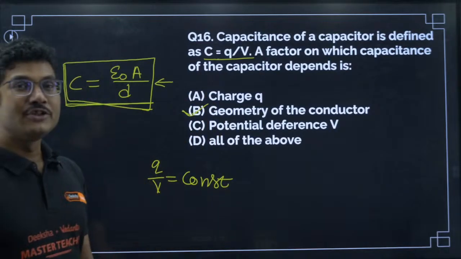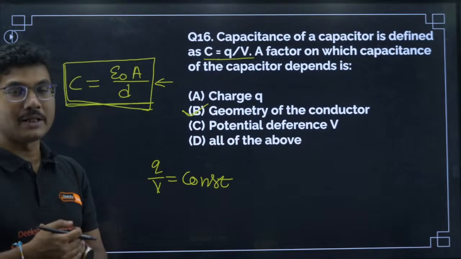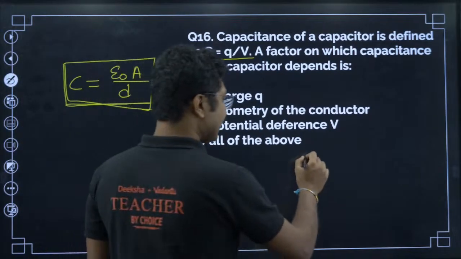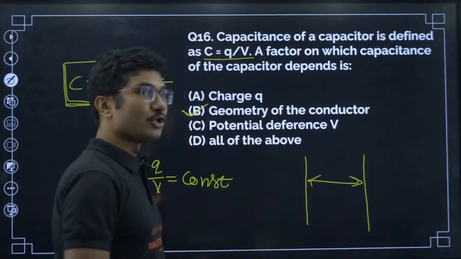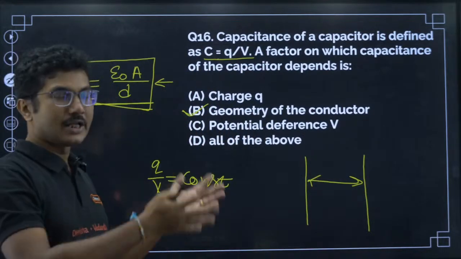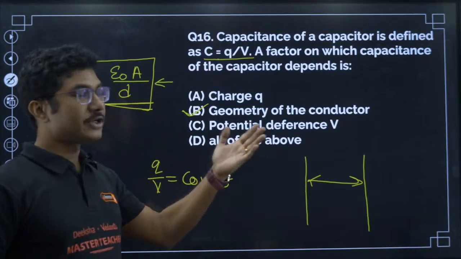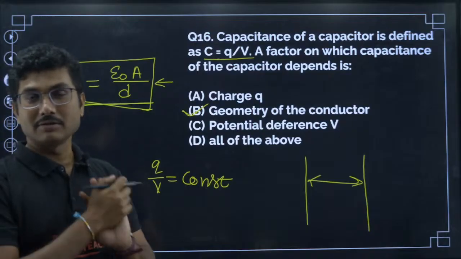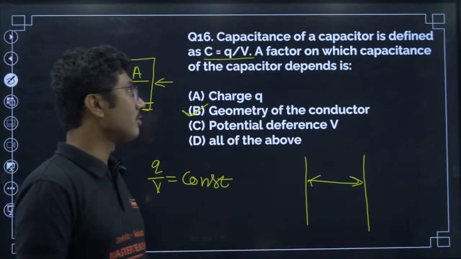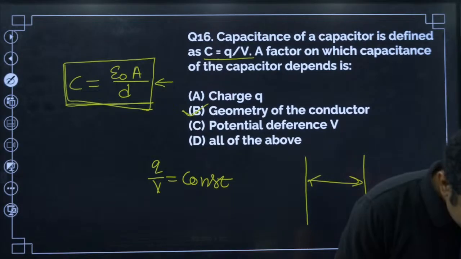Geometry means what? Geometry means area, geometry means the distance between the plates, right? So what is the size of the capacitor, what is the distance between the plates, this is called geometry. Geometry means physical appearance, physical shape. So it is only the geometry of the conductor on which capacitance depends. It does not depend on voltage, it does not depend on charge, because their ratio is constant.